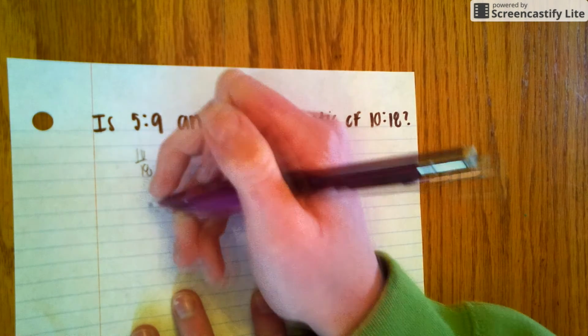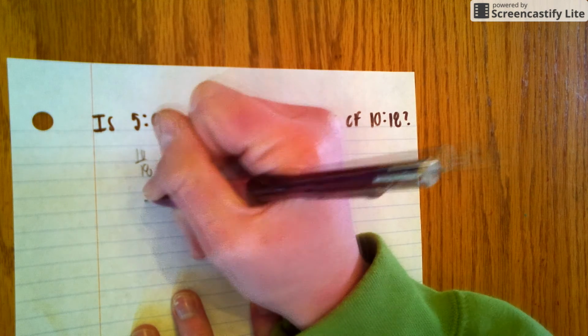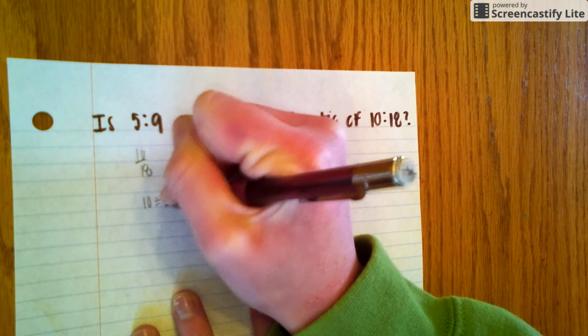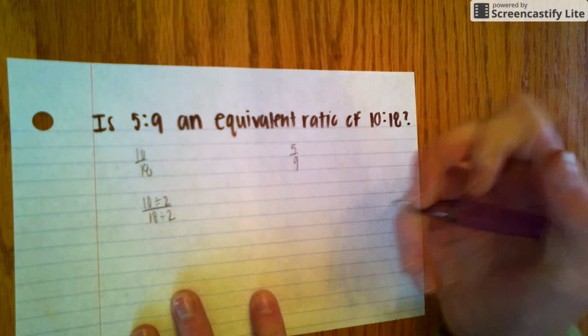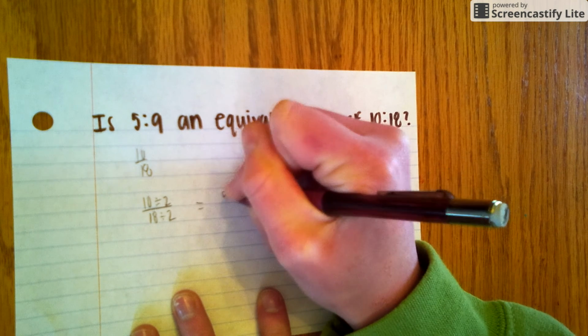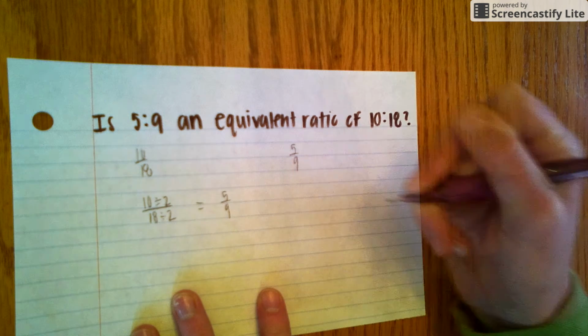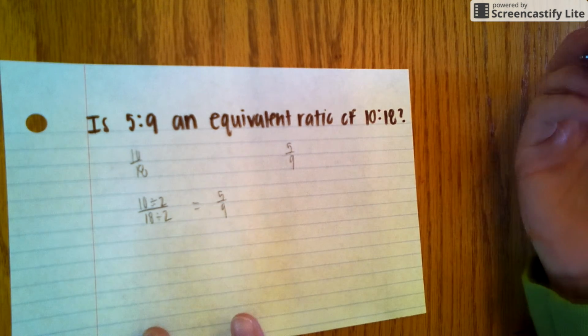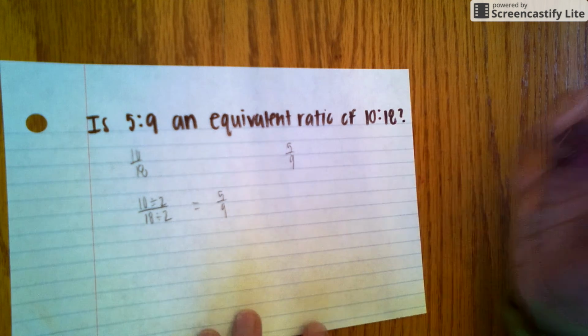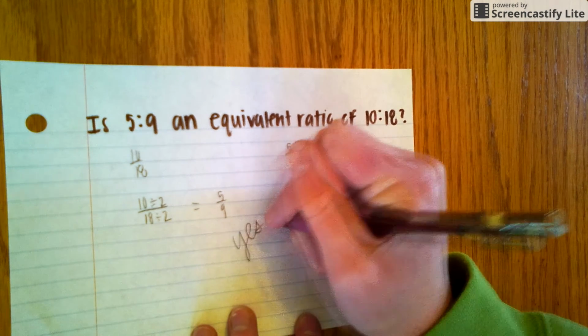So let's try that. So 10 divided by 2, and then 18 divided by 2. So that would give you 5 over 9, which is an equivalent ratio. So therefore, 5 to 9 is an equivalent ratio of 10 to 18. Yes.